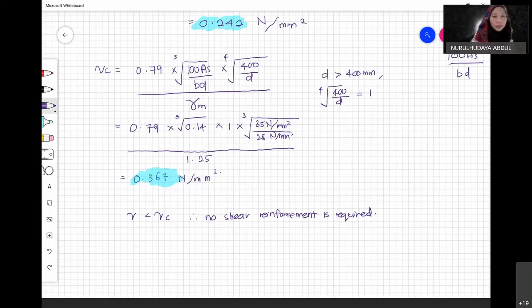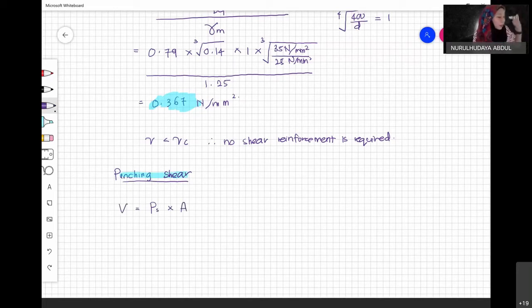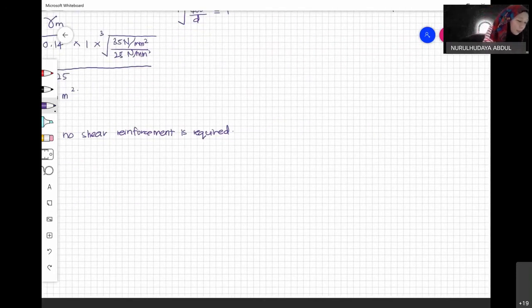Okay, after kita kira the vertical and transverse shear, kita akan proceed with punching shear. Punching shear checking lagi. KPS darab A lagi. Okay, tapi area because of punching shear tak sama dengan area transverse or vertical shear tu. Dia tak sama.